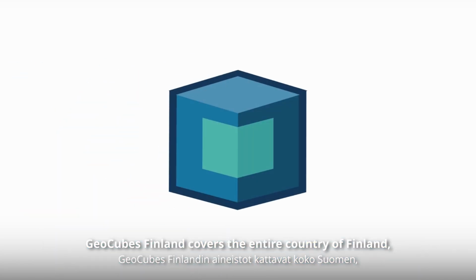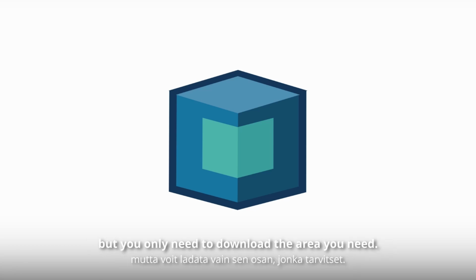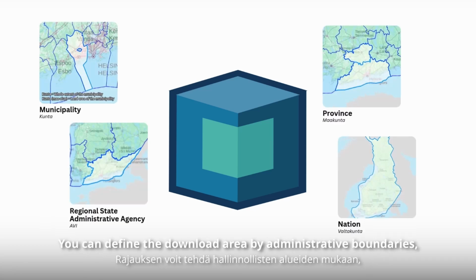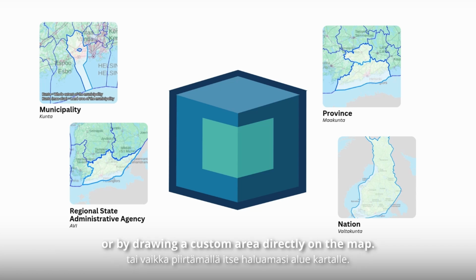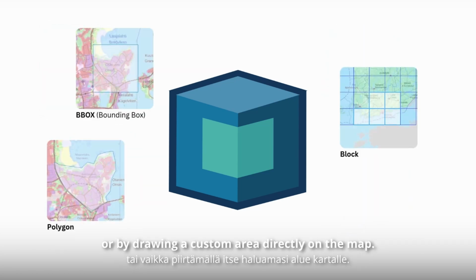GeoCubes Finland covers the entire country of Finland, but you only need to download the area you need. You can define the download area by administrative boundaries or by drawing a custom area directly on the map.